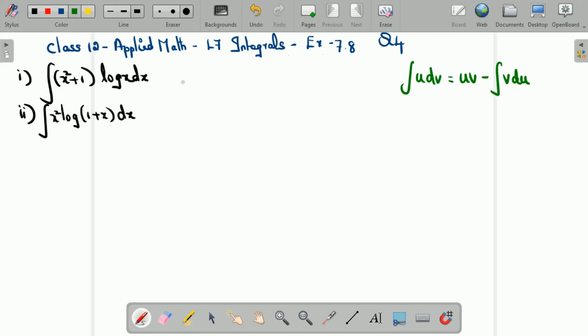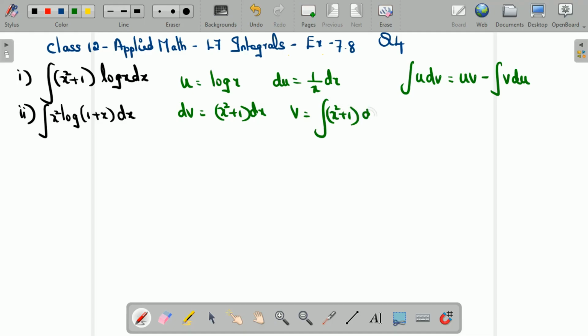So let's identify the u and v here. u is going to be equal to log x and du will be equal to 1 by x dx. Now dv is going to be equal to x squared plus 1 dx, which means v is going to be integral of x squared plus 1 dx, which is x cubed by 3 plus x.